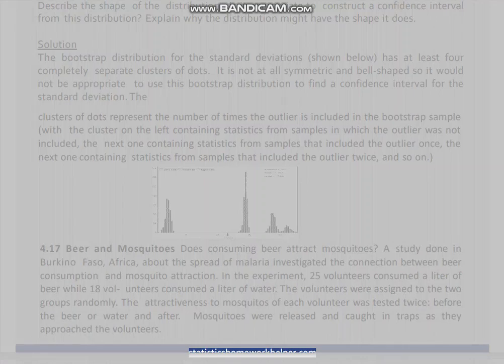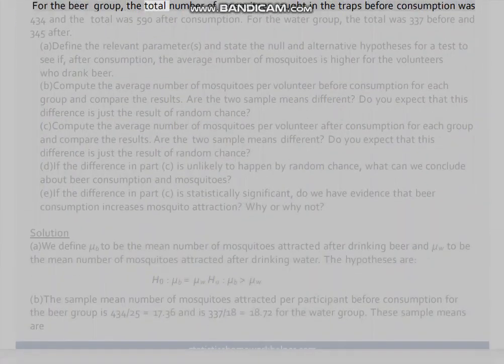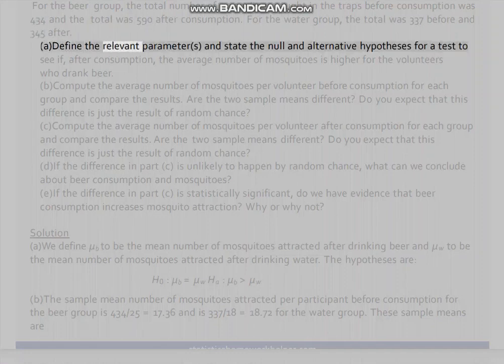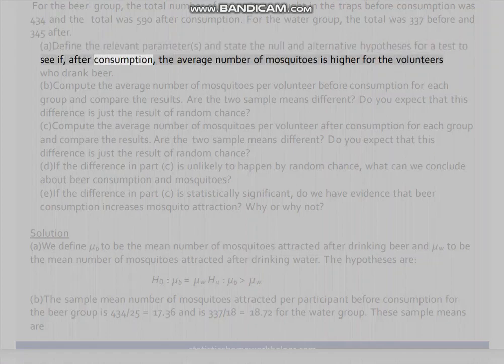For the beer group, the total number of mosquitoes caught in the traps before consumption was 434 and the total was 590 after consumption. For the water group, the total was 337 before and 345 after. A. Define the relevant parameters and state the null and alternative hypotheses for a test to see if, after consumption, the average number of mosquitoes is higher for the volunteers who drank beer.